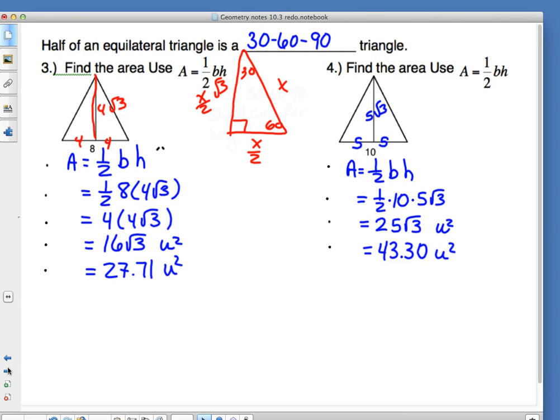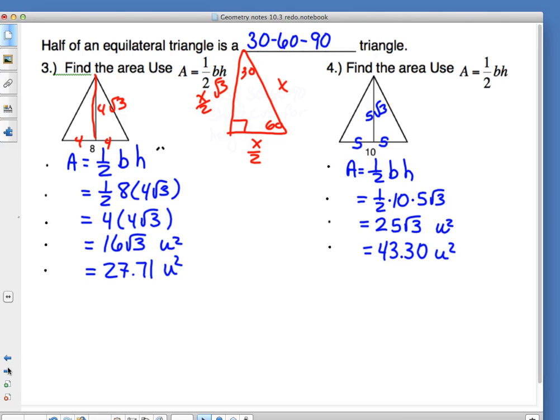Now, we just worked through 2 ways to find the area of an equilateral triangle. One, just based on side alone, 1/4 x squared the square root of 3. The other, based on the idea of 30, 60, 90 triangles, finding the altitude and having a base, and working it through. 1/2 base times height. Either way, it would work each time.